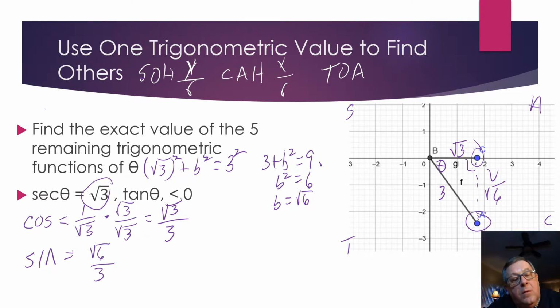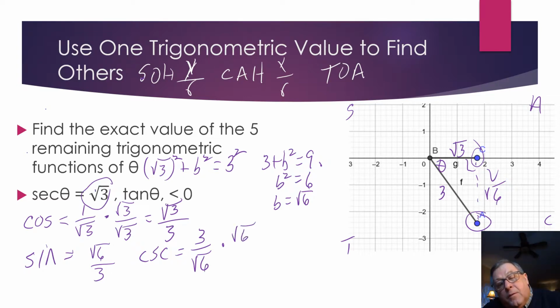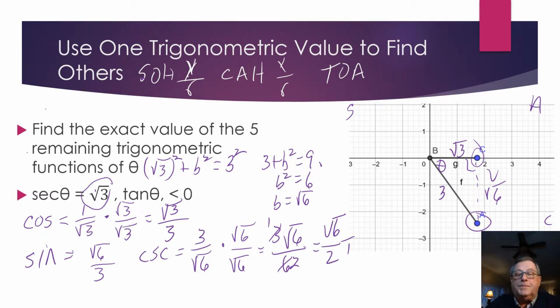Well, what does that mean my cosecant is? Well, my cosecant is going to equal 3 over the square root of 6. It's just the reciprocal of the sine, but once again, I got to rationalize the denominator. So we're going to multiply it by the square root of 6 over 6. This becomes 3 square root of 6 over 6. But I can do a bit more reduction, because 3 will go into 6 2 times. And so my cosecant is the square root of 6 over 2.